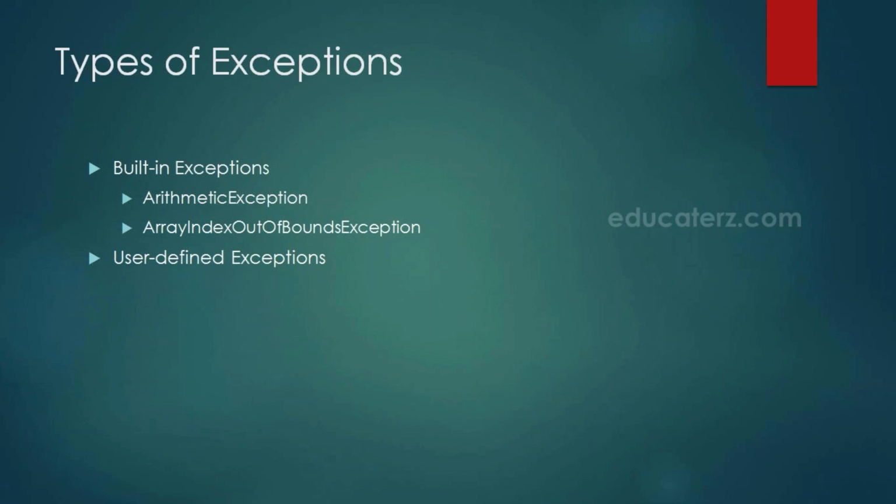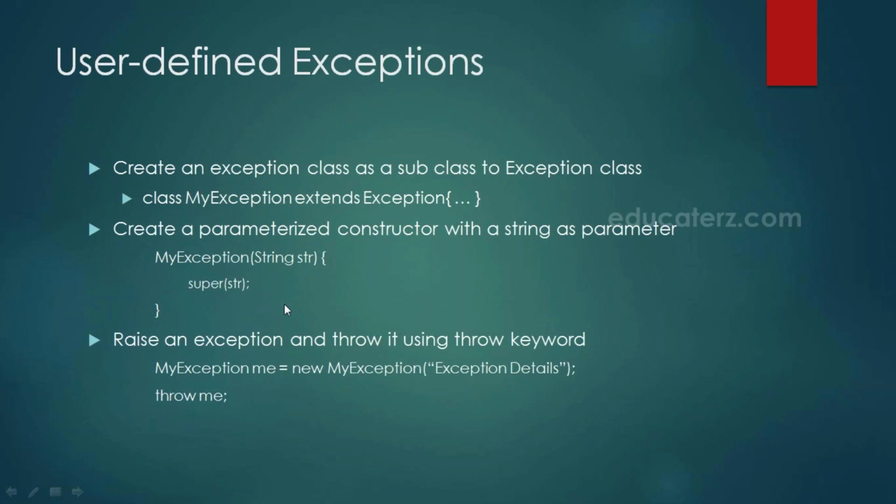User-defined exceptions are those exceptions which are written by the user. So what are the steps to write a user-defined exception? The first is we need to write a class which is a subclass of the exception class. And we need to write a parameterized constructor with a string as a parameter and call the superclass constructor. Whenever the user wants to raise an exception, he needs to create an object of the myException class and use the throw keyword to throw that exception.